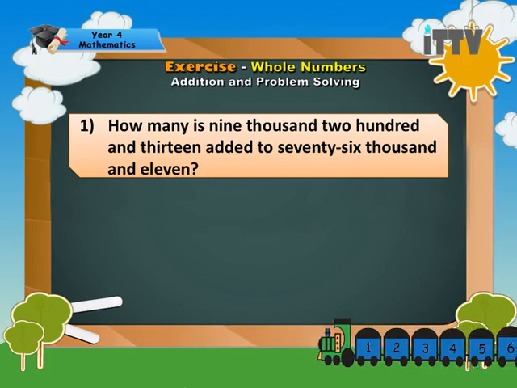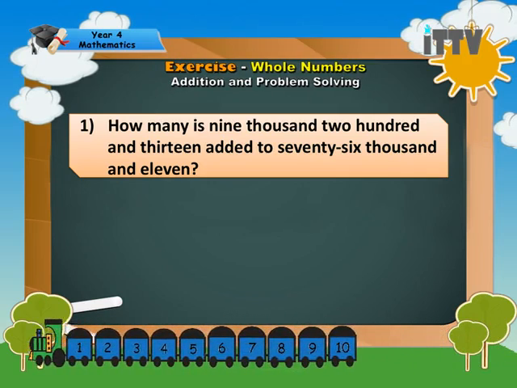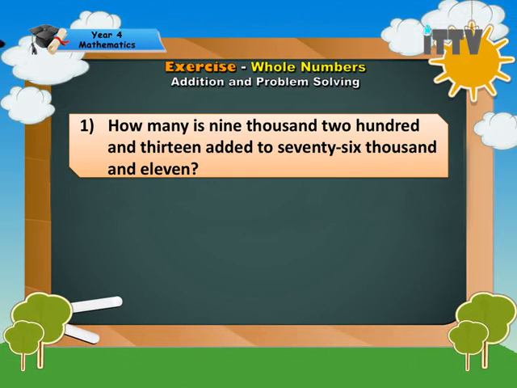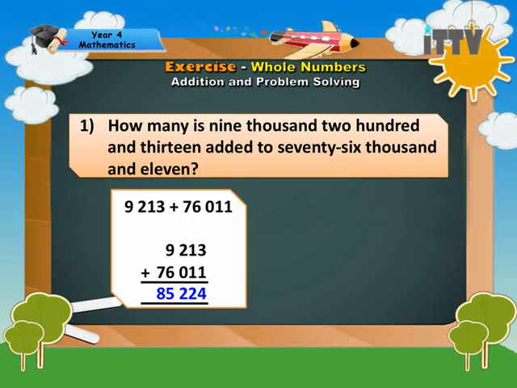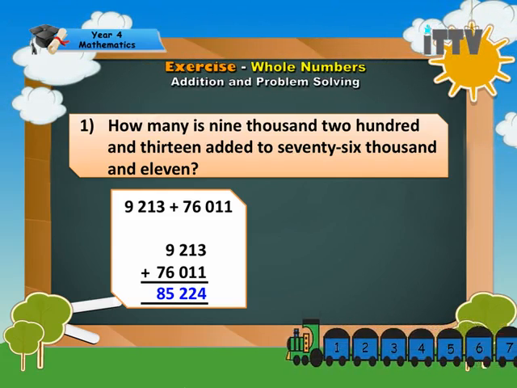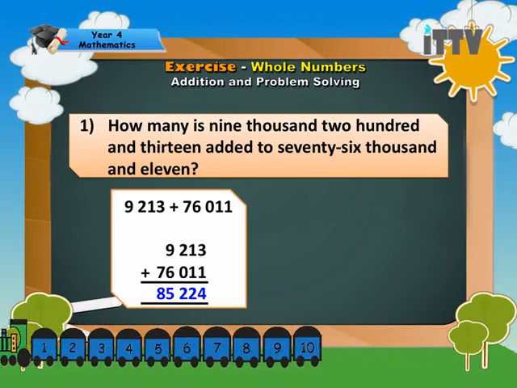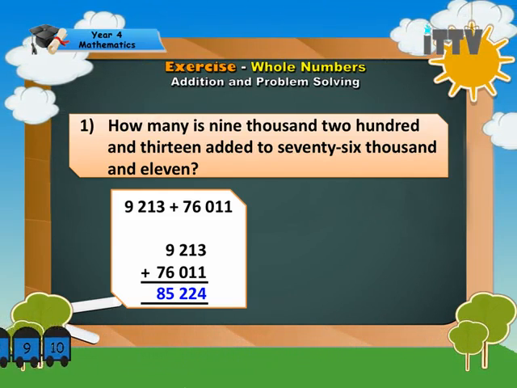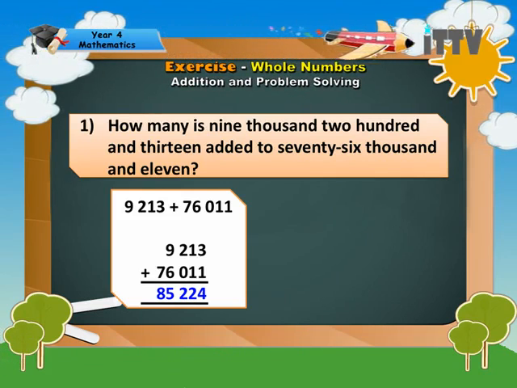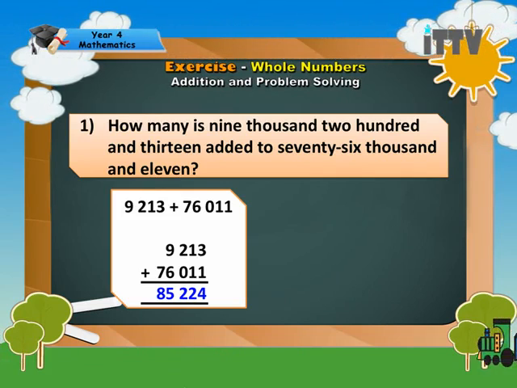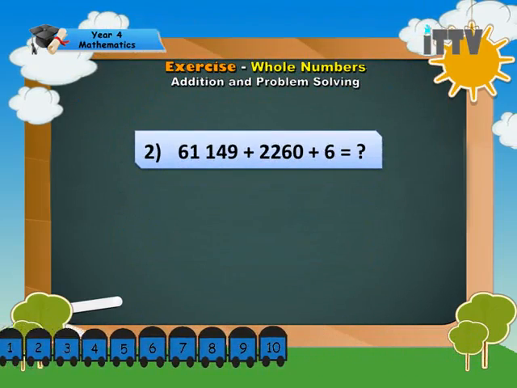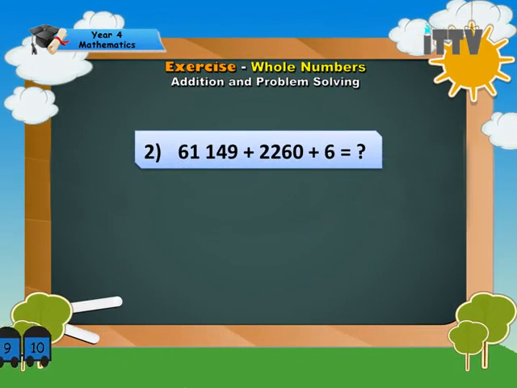76,011? Okay, so you have to write the words in numerals, yeah? The numbers, write them in numerals. And then add them together in vertical form. Make sure the numbers are arranged according to the right place value. And then you can start adding them from right to left, like this, as you see on the screen. So, the total is 85,224. That's our answer.